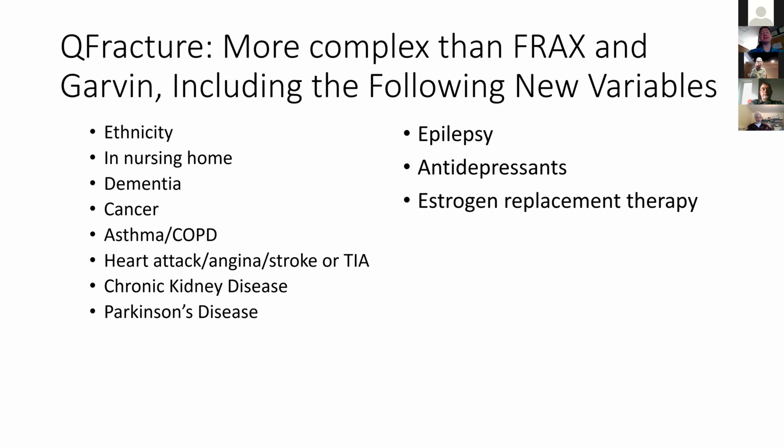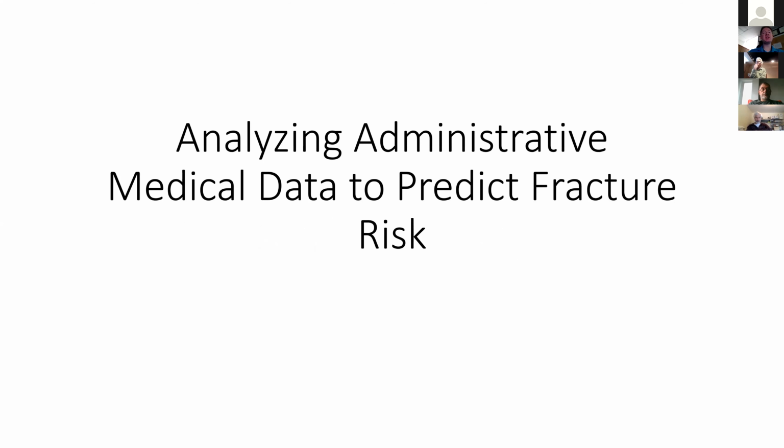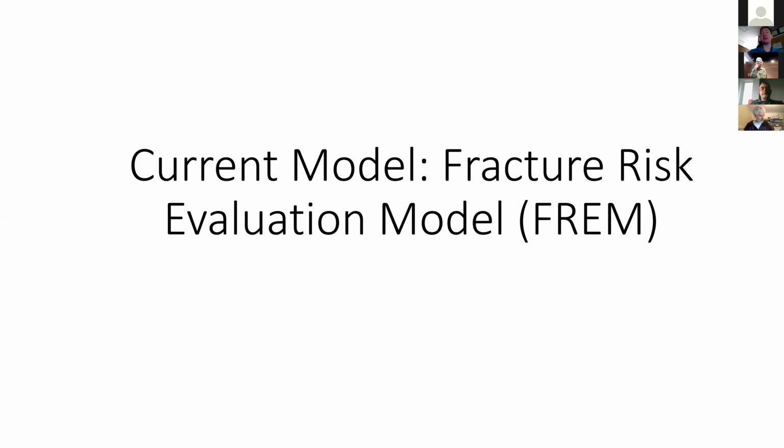Q-Fracture, as I mentioned, doesn't incorporate bone mineral density, but they do incorporate even more clinical risk factors like dementia, cancer, asthma, COPD, cardiovascular conditions, chronic kidney disease, Parkinson's, epilepsy, antidepressants, and estrogen replacement therapy. So as you can see, there's maybe some suggestion that more is more when it comes to nonlinear algorithms that are able to detect multiple different variables and predict accurately without worrying as much about collinearity.